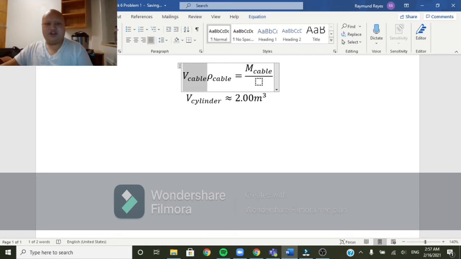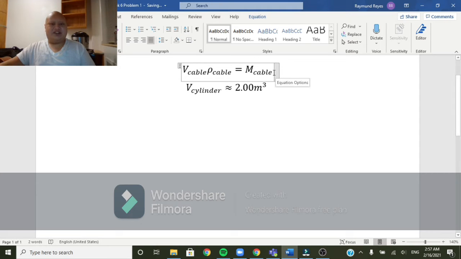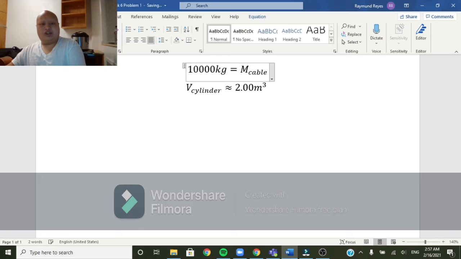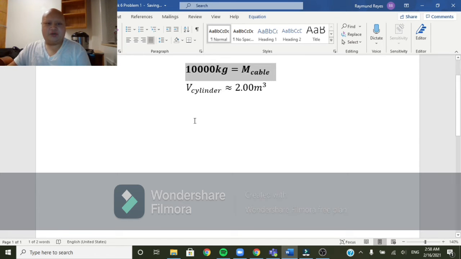So we multiply both sides by the volume of the cable. Now the mass of the cable is isolated. So we plug in the volume of the cable, which is 2, and then we plug in the density of the cable, which is 5,000 kilograms per meter cubed. Oh, by the way, I forgot to tell you that the unit for the volume of the cable is meters cubed. Then you multiply both of those, and I got 10,000 kilograms. You guys probably got something different, but anyways, that's my answer for part A.